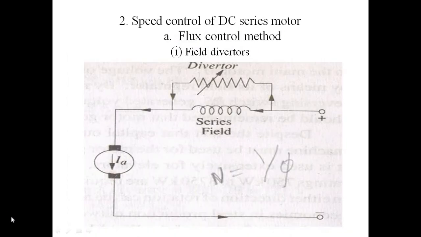Next one, speed control of DC series motor, flux control method. In this method, the field winding is connected in series with the armature, and a diverter is connected across the field winding. In the parallel connection, the current will be divided and the voltage remains the same. So the resistance varies.